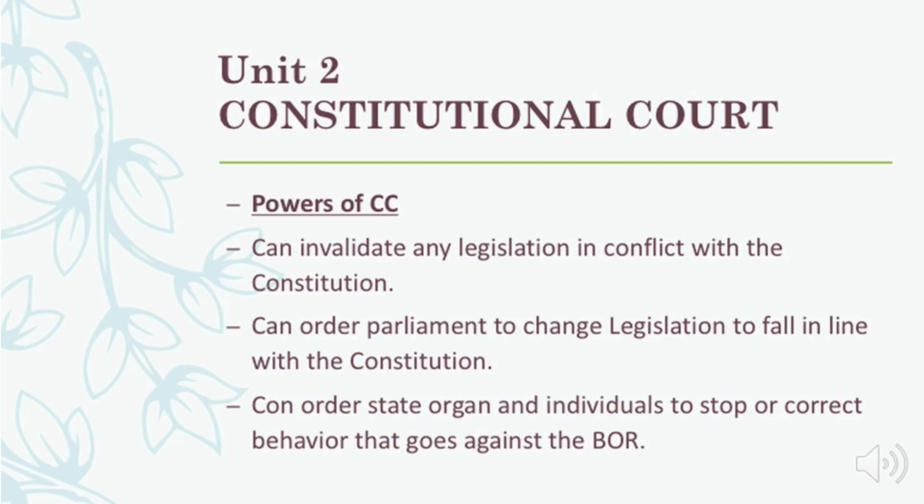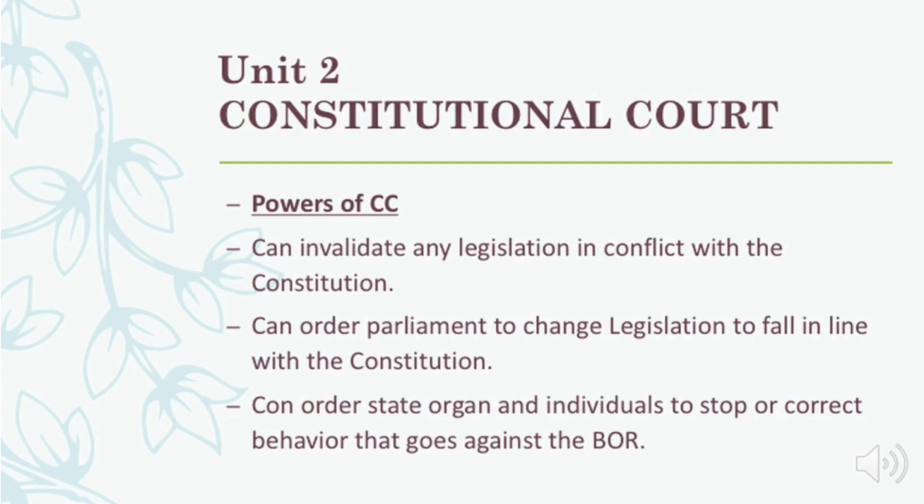So now we look at the powers of our Constitutional Court, right? Now the Constitutional Court can invalidate any legislation which is in conflict with the Constitution. Very important. And this goes back to the example Mantua was talking about earlier, because imposing a death penalty meant that it was in conflict with the Constitution's right to life. So immediately when that type of conflict happens, the Constitutional Court has the power or authority to invalidate that legislation. It can also order Parliament to change legislation to fall in line with the Constitution, and it can order state organs and individuals to stop or correct behavior that goes against the Bill of Rights itself.